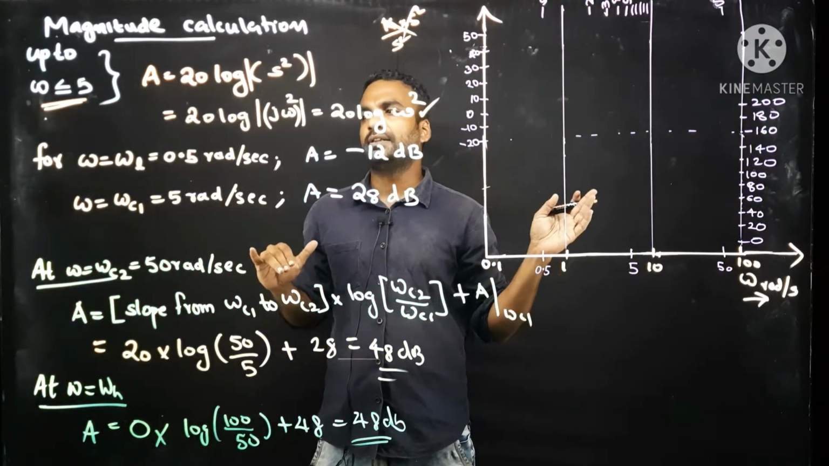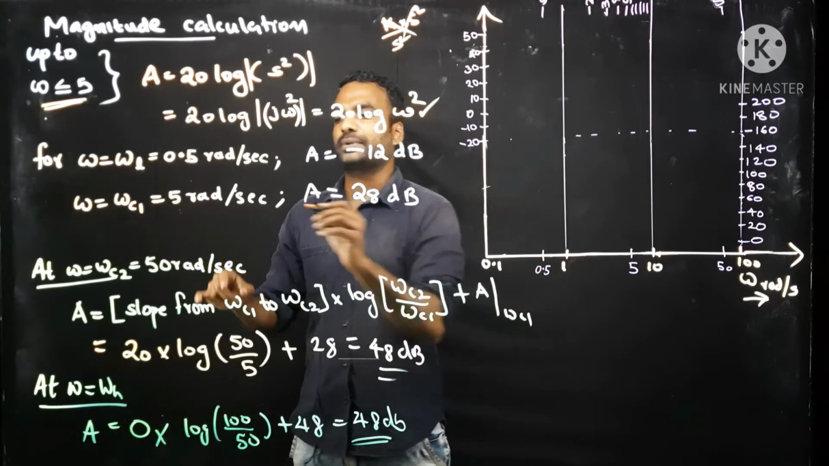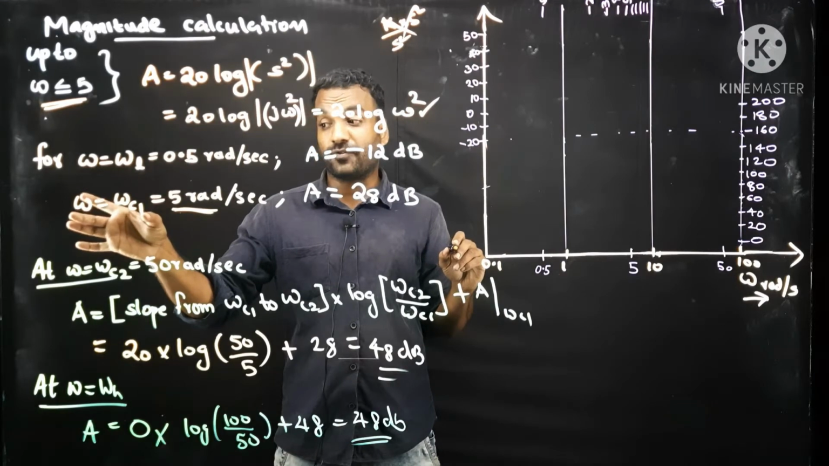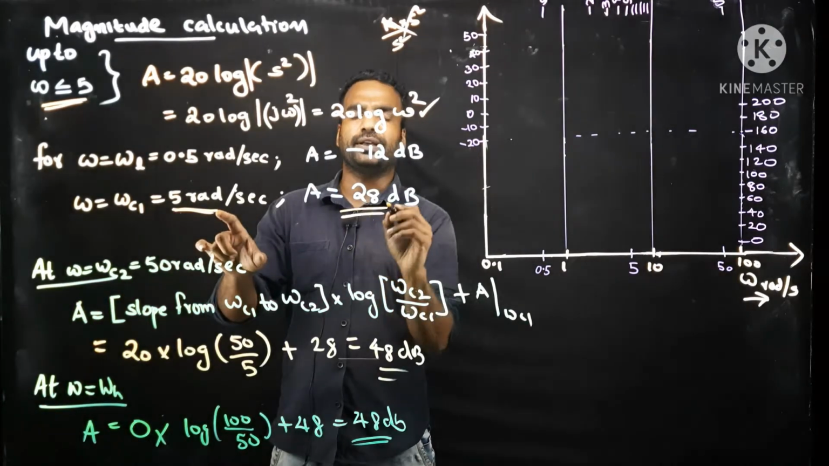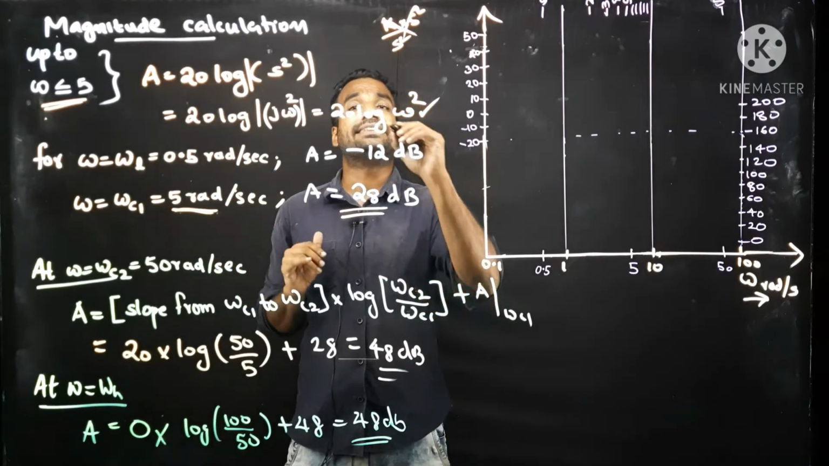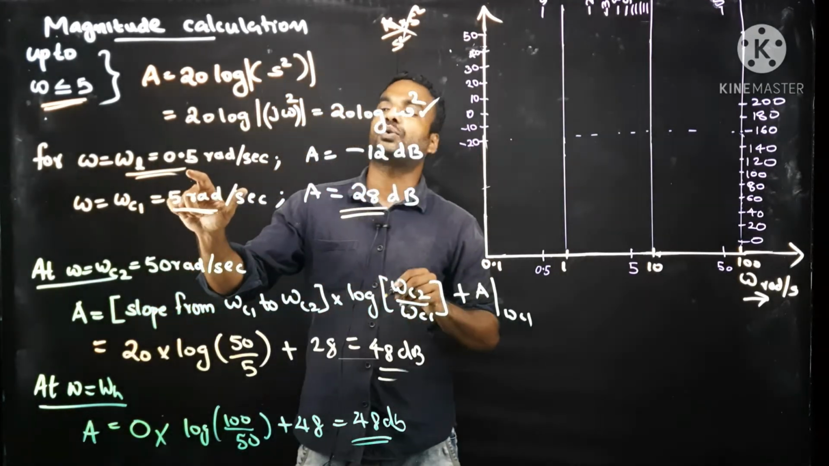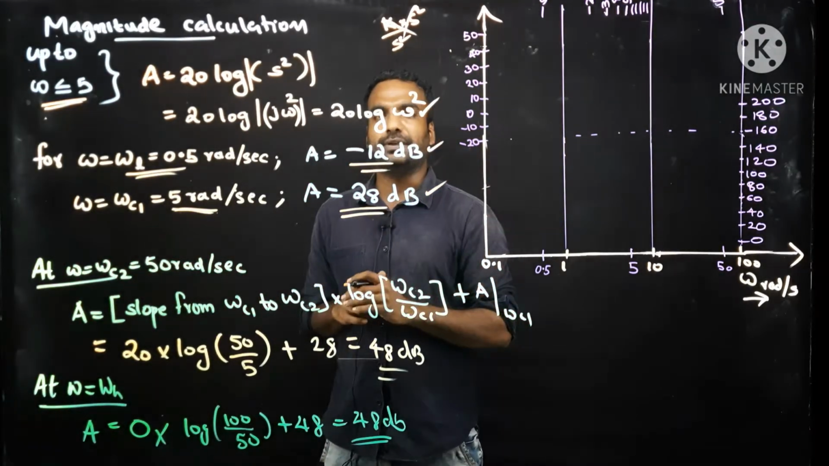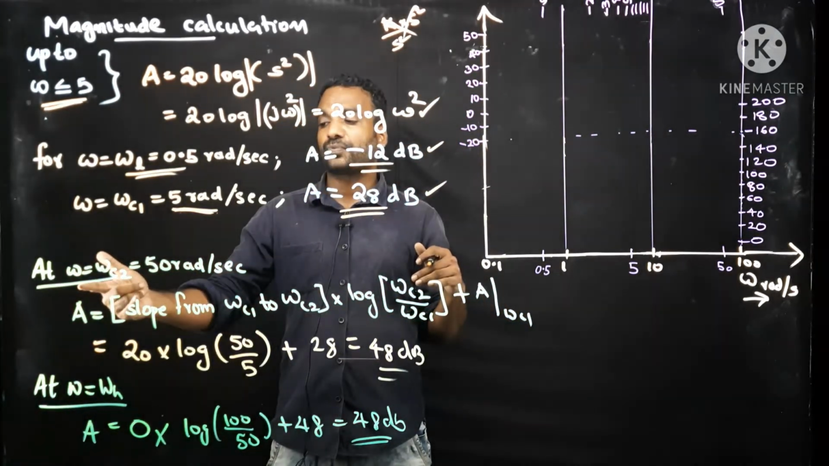Then the equation changes. The first corner frequency is omega C1, that is 5 radian per second. So initially let me calculate the magnitude for the first corner frequency: substitute omega equal to 5 in this equation, you will get 28 dB. And for any frequency less than this 5, this magnitude equation is valid. I already selected omega L as 0.5, so let me substitute that 0.5 in this equation. Then I will get minus 12 dB. So 2 points are over. Then the second corner frequency, that is omega C2.